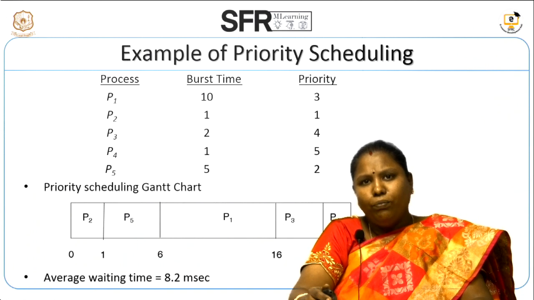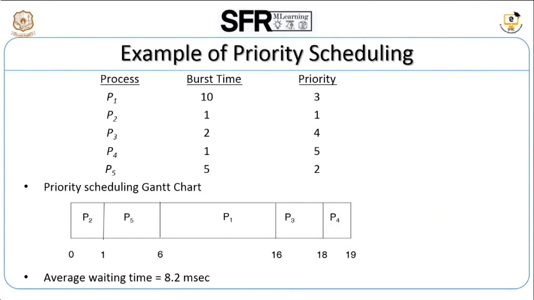This is an example of priority scheduling. There are 5 processes with burst time and priority. Priority 1, the highest priority, is process 2, which is executed first, and the second highest priority is process 5. Likewise, all the processes are run. The smallest number means highest priority, and the highest number means lowest priority. The average turnaround time is 8.2 milliseconds.